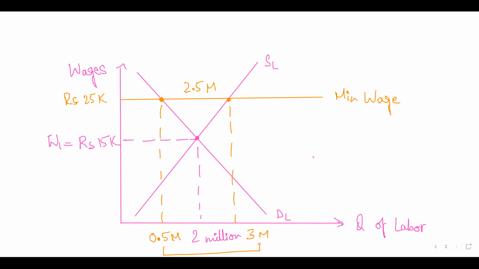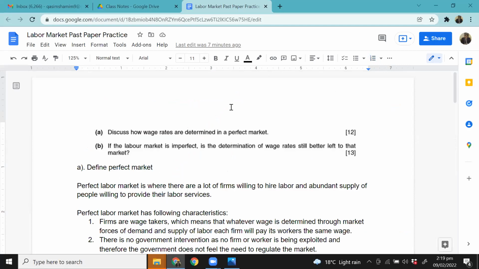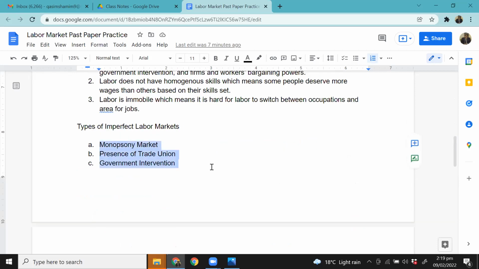Okay, so this is how you were supposed to answer this question. And then in every case, you were supposed to suggest how the government should deal with the situation, right? So long story short, in the B part, the question was saying if the labor market is imperfect, is the determination of wage rate still better left to that market? First of all, you have to explain what an imperfect labor market is. Then you need to say how wages are determined in each of these cases of imperfect labor market, where we discussed monopsony, presence of trade union, and government intervention. And then for each case, you need to comment on how the government can help to resolve that issue, right? So that was about it.